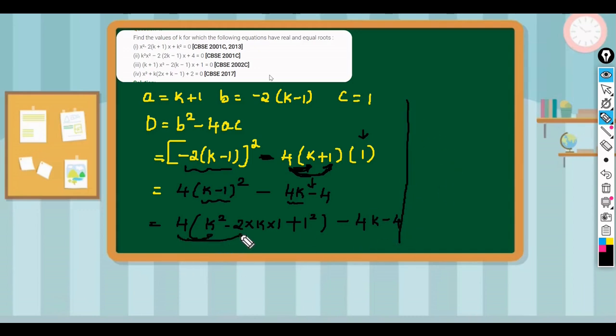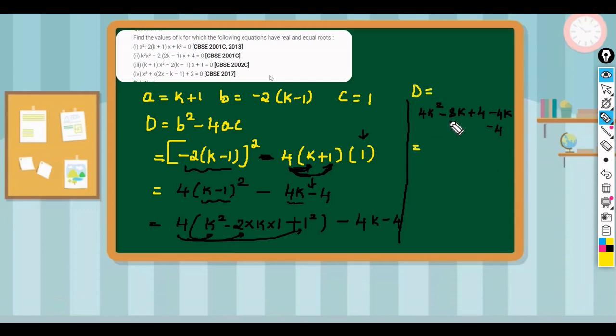So let's multiply the 4 present here to all of them. If I multiply, what will happen? 4k square I will get, minus 8k I will get, then plus 4, and here I have minus 4k and minus 4. Just cancel whatever can be cancelled. If nothing can be cancelled, then just keep it as it is. This is our d equal to, right?